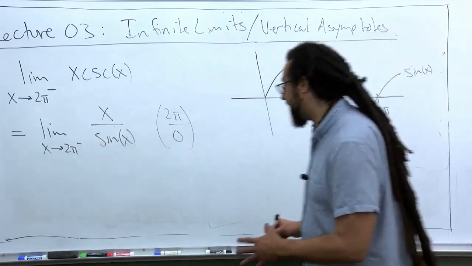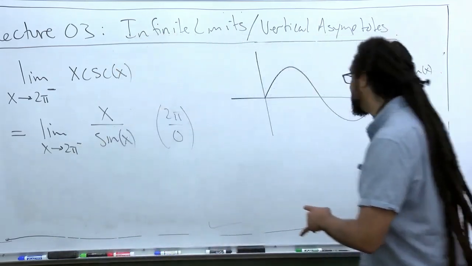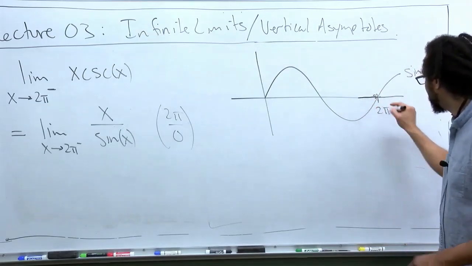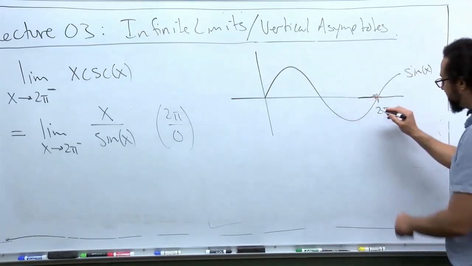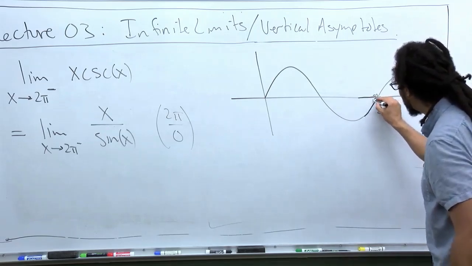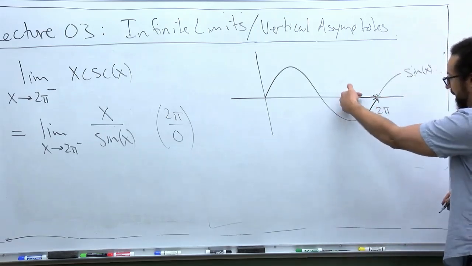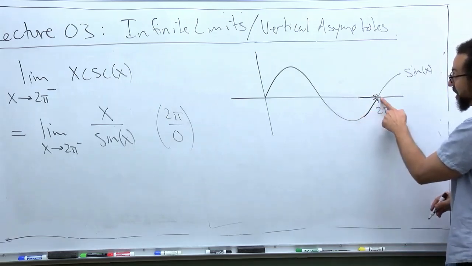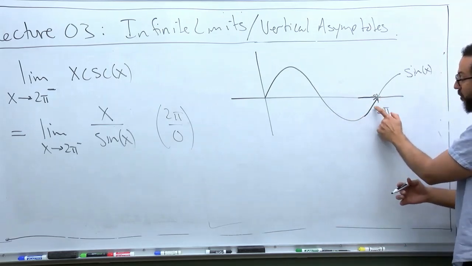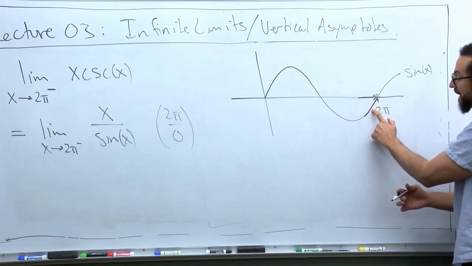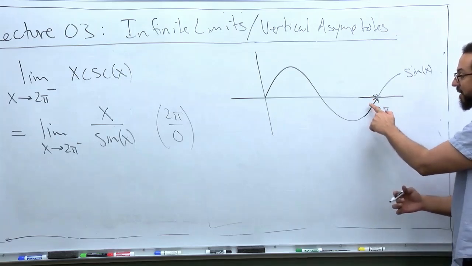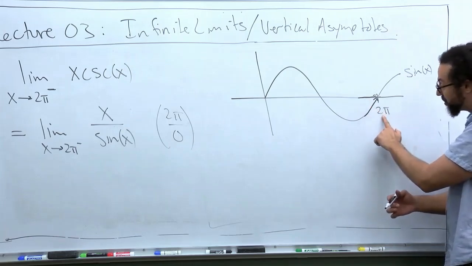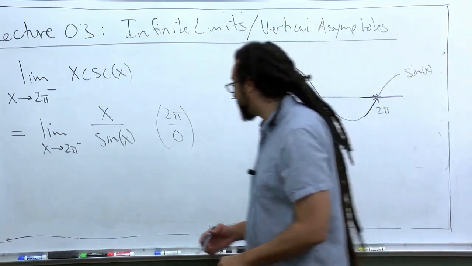So what kind of sign do I get here? As I move towards 2 pi from the left, so here's 2 pi, and I want to go there from the left. How do I approach 0 as x approaches 2 pi from the left? Well, the function approaches 0 from below. In other words, all of these values of y are negative. Sine of x returns negative numbers when I am close to 2 pi and to the left of 2 pi.